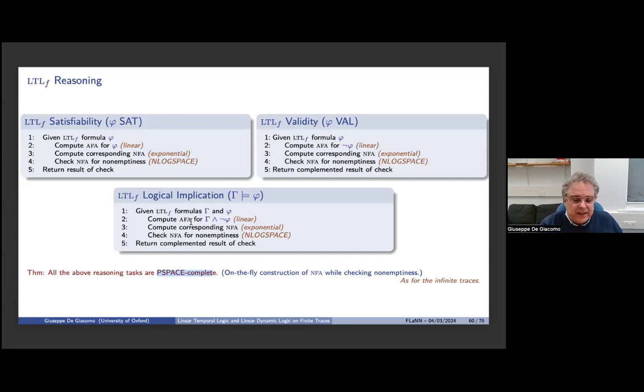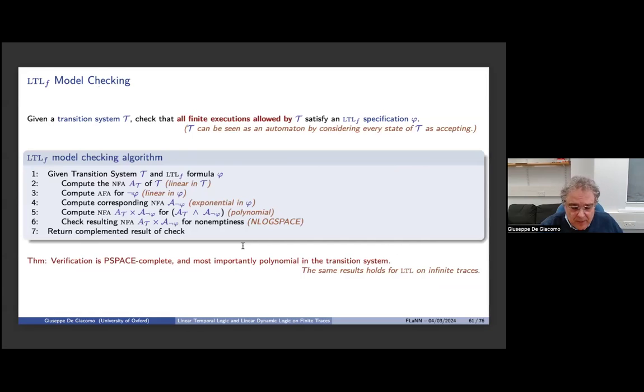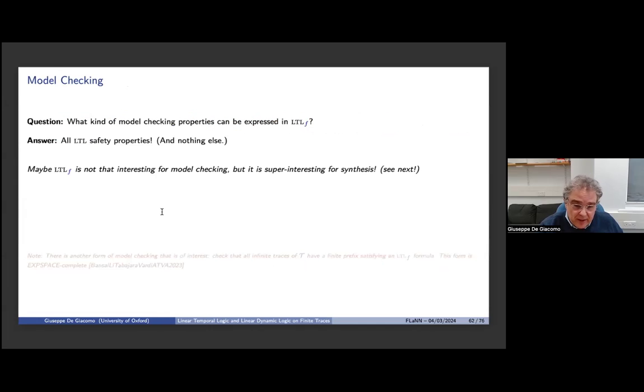And also you can do validity and logical implication with the usual transformation of these services into satisfiability. Also, model checking: you can do model checking by considering essentially the transition system as an automaton. We can take the Cartesian product of that automaton with the automaton of the formula and then do the non-emptiness check also there.